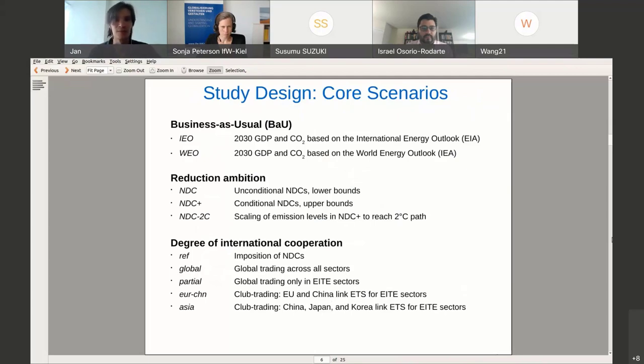Now, as to the design of our scenarios, we devised business as usual. The whole impact analysis is focused on the year 2030, which is the year that most of the NDCs state their target year in. So the policy targets that are set out in the NDCs are mostly formulated with respect to 2030. And in order to create business as usual in 2030, we draw on two different sources, which is the International Energy Outlook by the EIA, so the IEO, and the World Energy Outlook by the IEA.